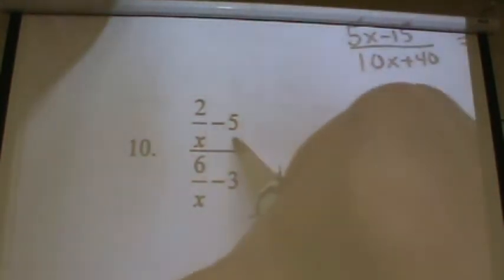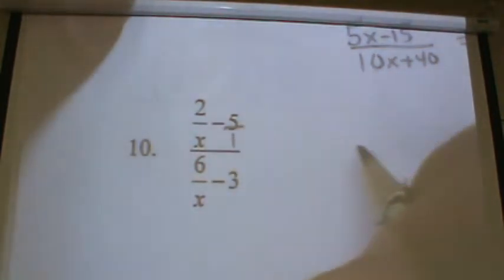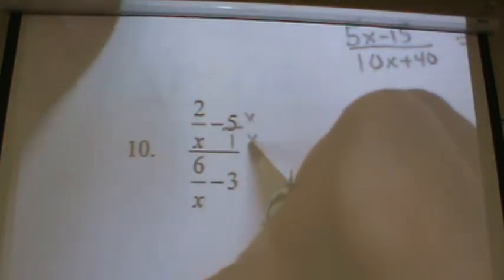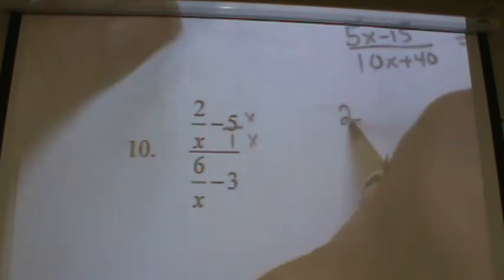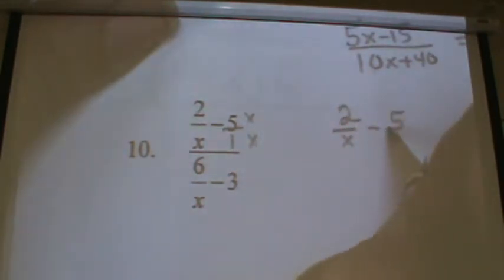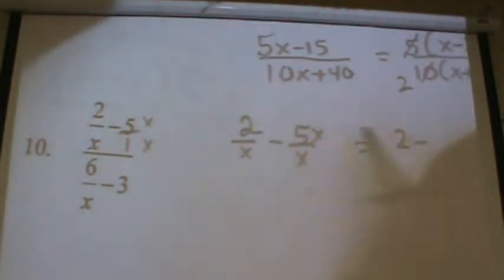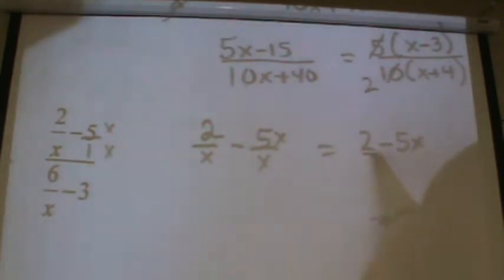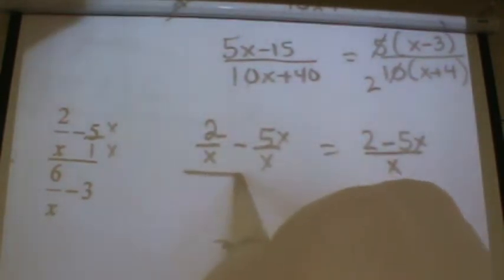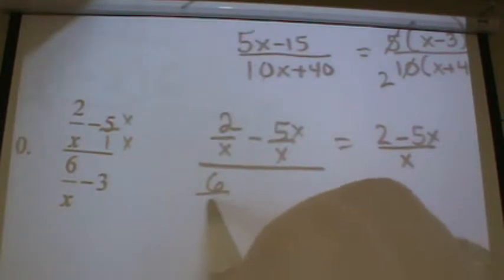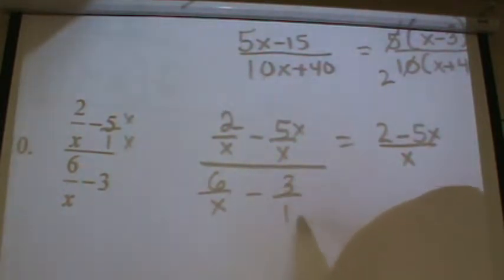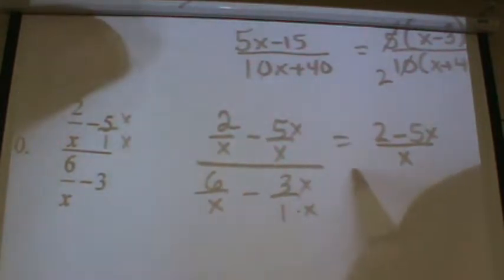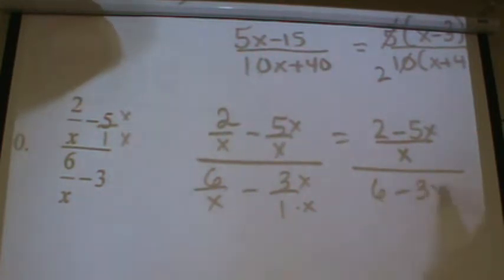Okay? Number 10. What's your common denominator up here? Another complex fraction. You're gonna multiply top and bottom by x, so it's 2 over x minus 5 over x, which is 2 minus 5x over x. Over 6 over x minus 3 over 1, so we're gonna multiply this by x, this by x. So it's 6 minus 3x over x.